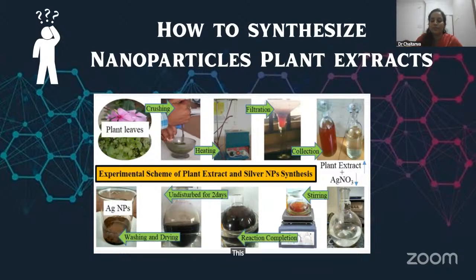This is the simple protocol for the synthesis of nanoparticles using any plant extract.